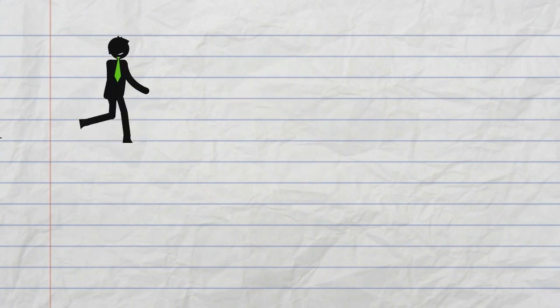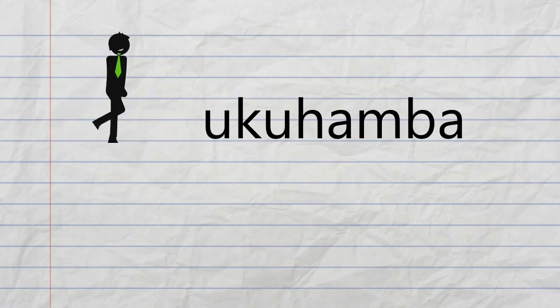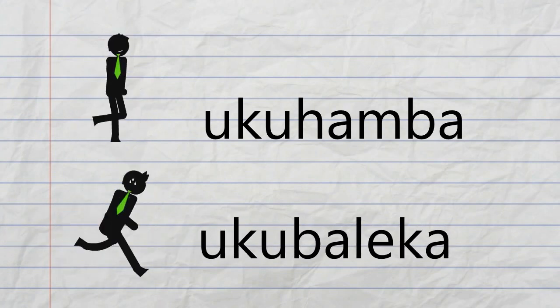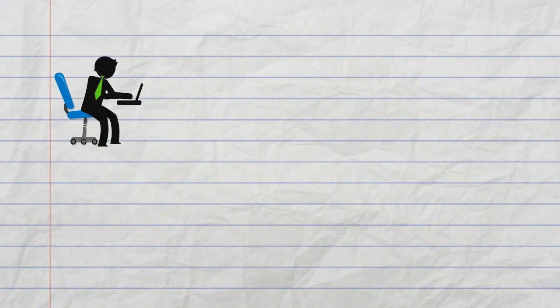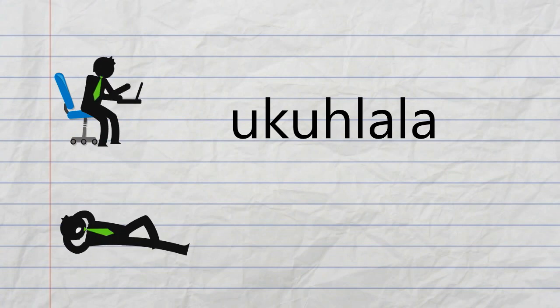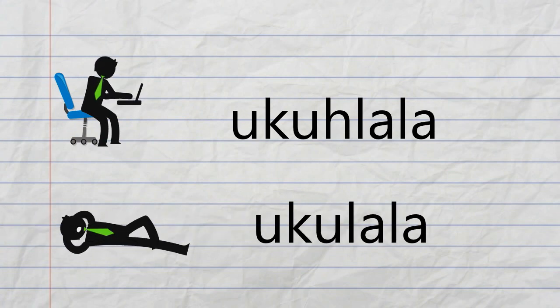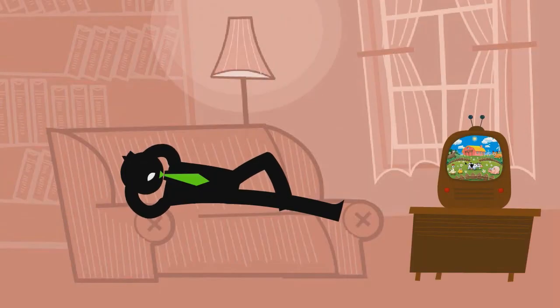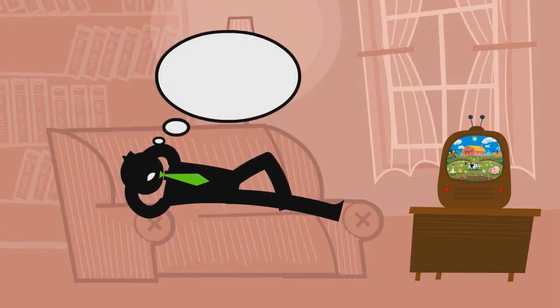So, to walk is ukuhamba. To run is ukubaleka. To sit is ukuhlala. And to sleep is ukulala. And now you can use these words to build sentences.